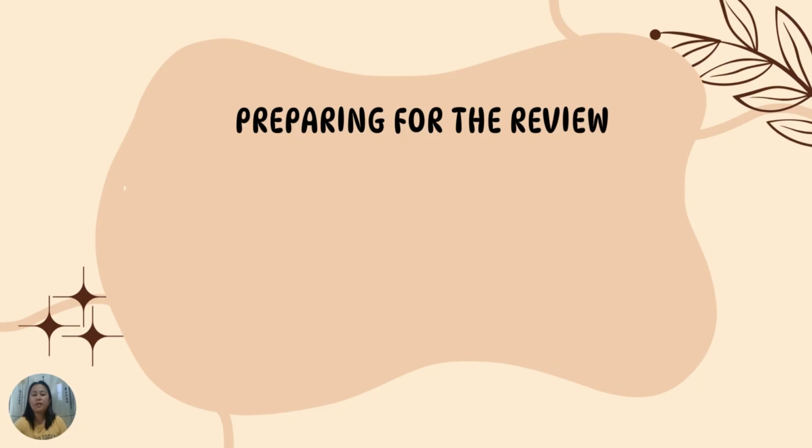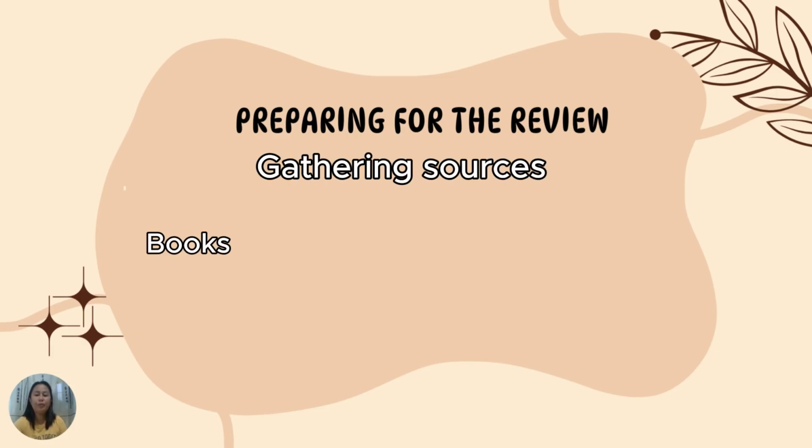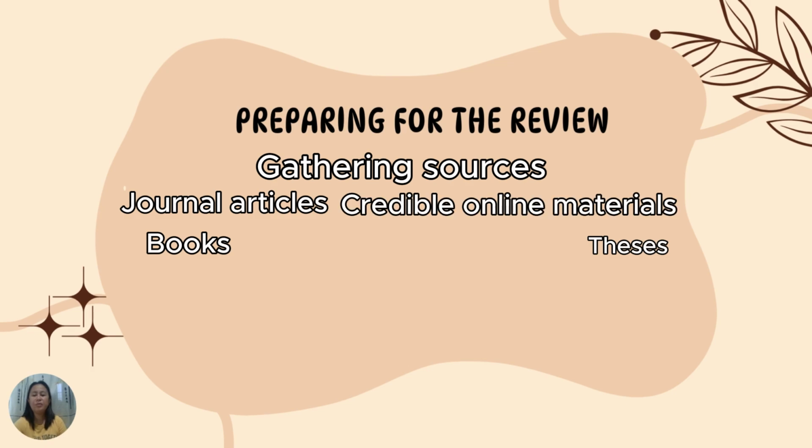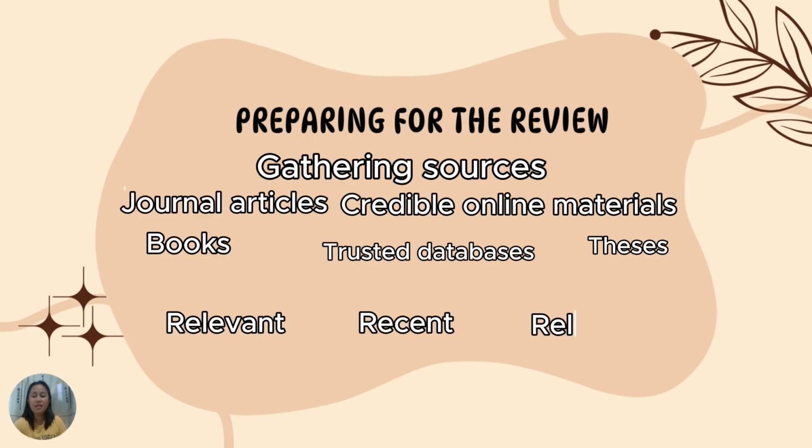research matters. Before writing your review of related literature, start by gathering sources like books, journal articles, theses, and credible online materials. Use trusted databases like Google Scholar, ERIC, and your school's e-library to find quality references. Most importantly, make sure every source is relevant, recent, and reliable so your review is accurate and up to date.